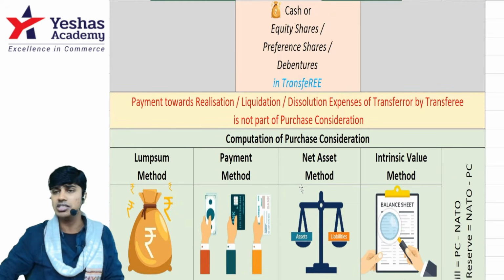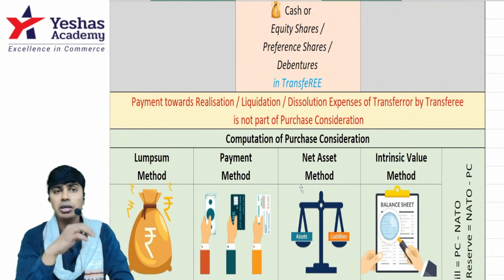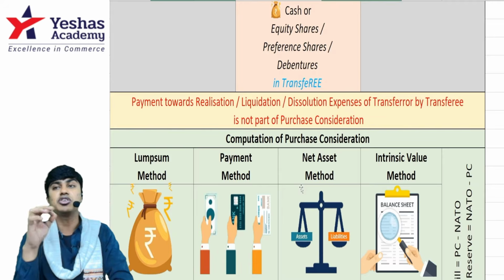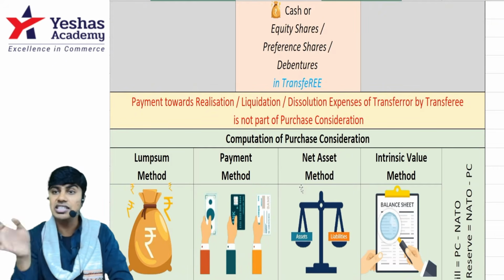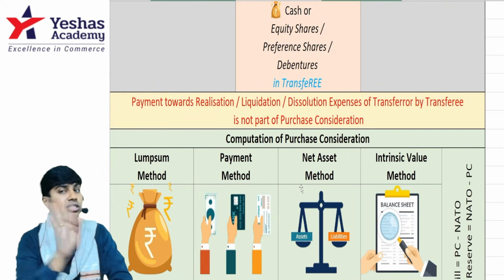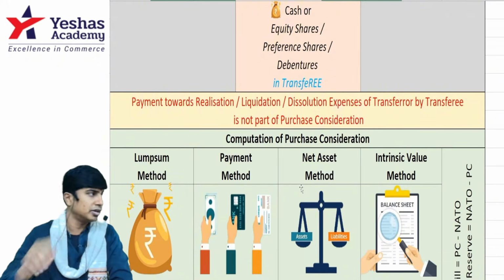An important warning: if the transferee company pays the liquidation expenses of the transferor, or pays the realization expenses of the transferor, it is not PC. It is not included in purchase consideration. Very important point to remember.